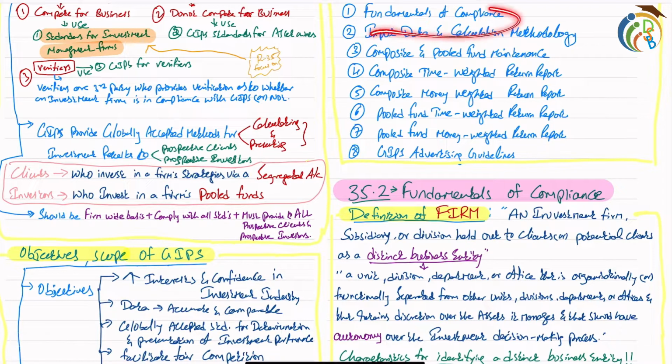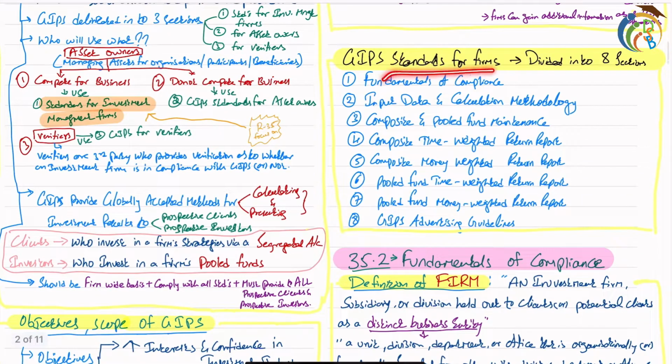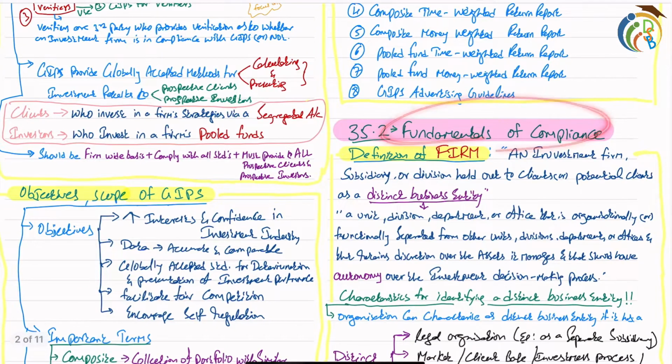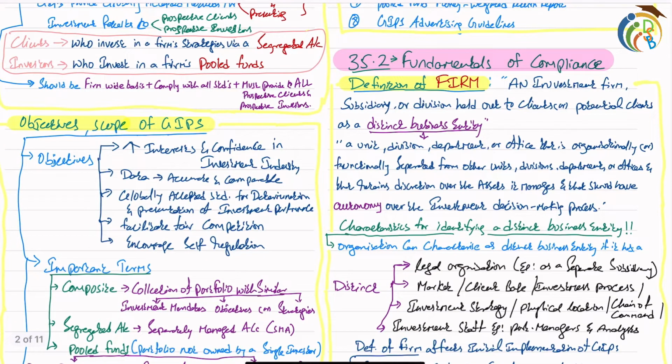So we'll be starting with the fundamentals of compliance. GIPS standards is divided into 8 parts, and we'll be going through each one. Fundamentals of compliance basically talks about how the GIPS should be applied on a firm-wide basis. So what is meant by firm?